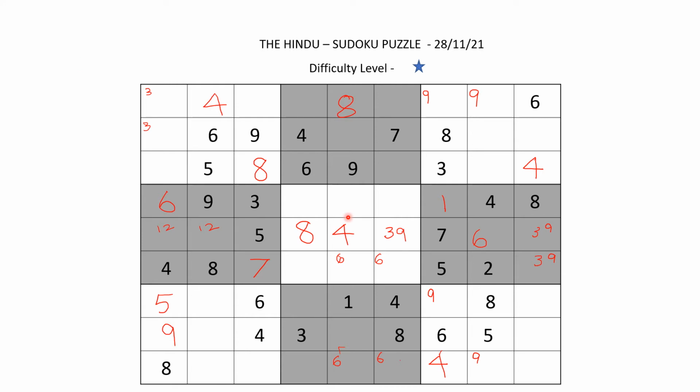Consider this column. There are only 2 empty cells. So the leftover numbers are 2 and 9. We don't have any clues, so we'll just mark the two cells with the complementary pair 2 9.